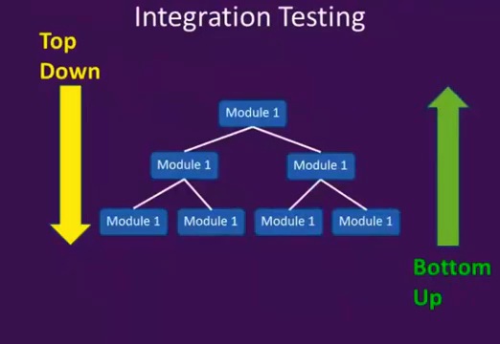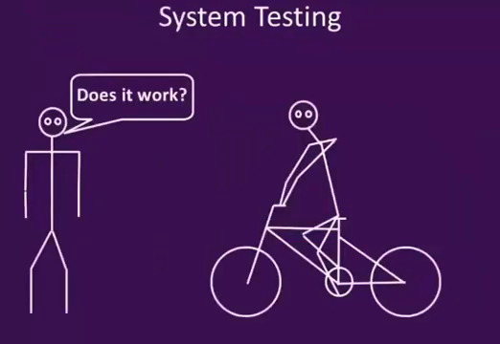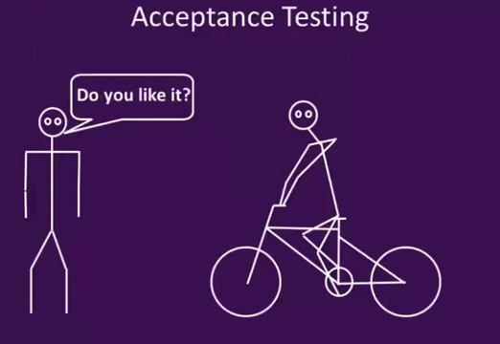Integration testing can either be top-down testing, which starts at the top, usually the SCADA, and works its way down into the units. More sensibly, we do bottom-up testing. We test the units, then we test the units in integration, connected together, and then we finally test the SCADA. System testing is where we check to see if it matches the specifications. Acceptance testing is where we see if the customer likes it.